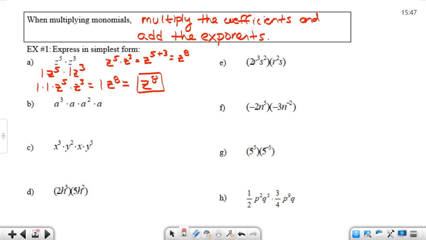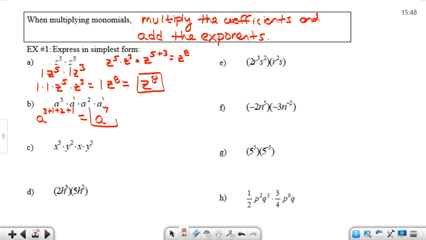So, looking down at B, we have 4 monomials: a to the third, a to the first, a to the second, a to the first. Again here, guys, they're all like bases, a. We're going to go ahead and add all of the exponents. So we have 4 monomials, and this is going to end up being just one monomial. So 3 plus 1 plus 2 plus 1, that's going to give us a to the 7th power.